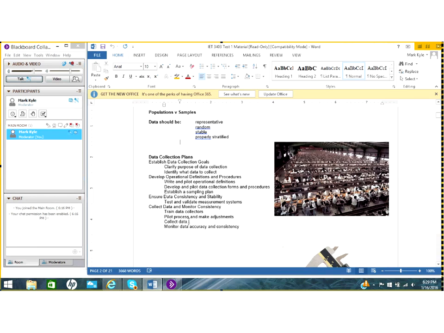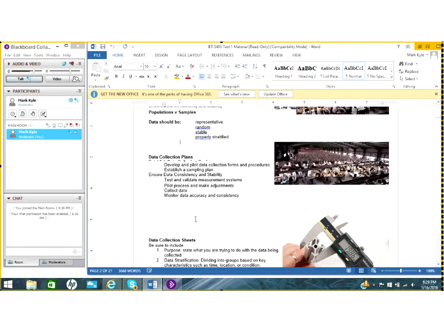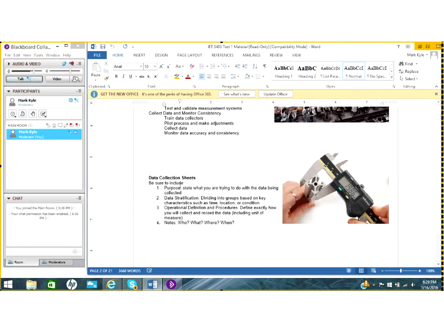You will also want to then go through and collect the data, and then you monitor data accuracy and consistency. Make sure that your gauges continue to perform accurately. Make sure that your data collectors continue to use the appropriate sheets and that they continue to use the appropriate methodologies that you laid out in your operational definition. So that in general is what a data collection plan should ensure if it is developed properly. Then you have data collection sheets that come out of that.